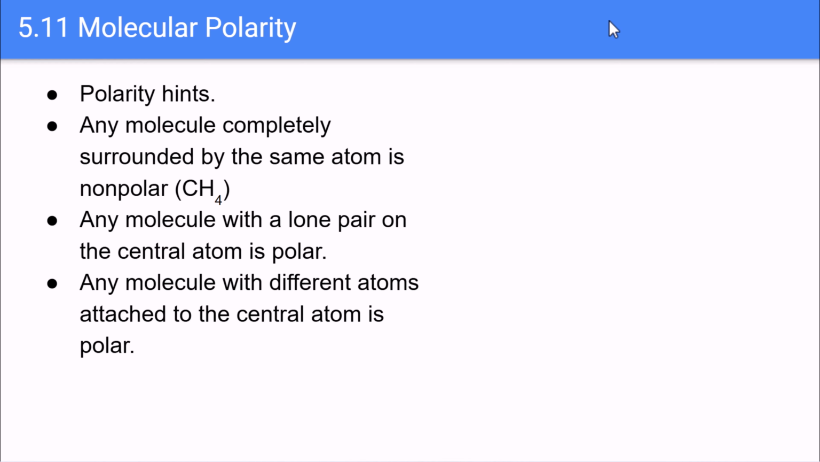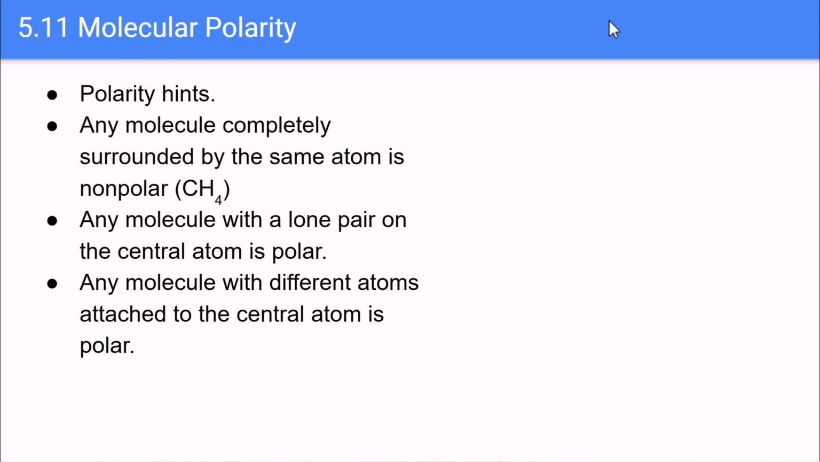So some polarity hints. Any molecule completely surrounded by the same atom is a nonpolar molecule, provided that there are no lone pairs on your central atom. So CH4, for example, CCl4. All of these have the same atoms surrounding the central atom and have no lone pairs on that central atom. So those will be nonpolar molecules always.